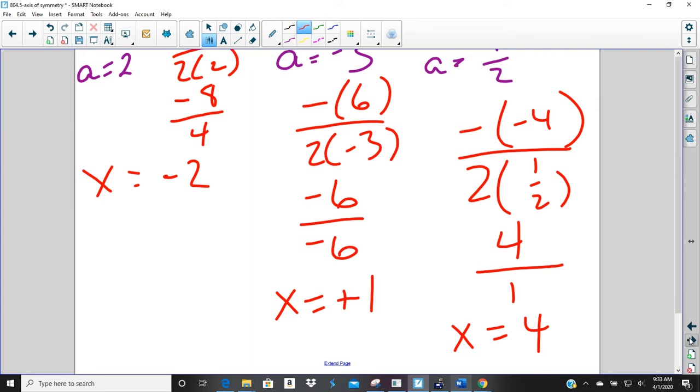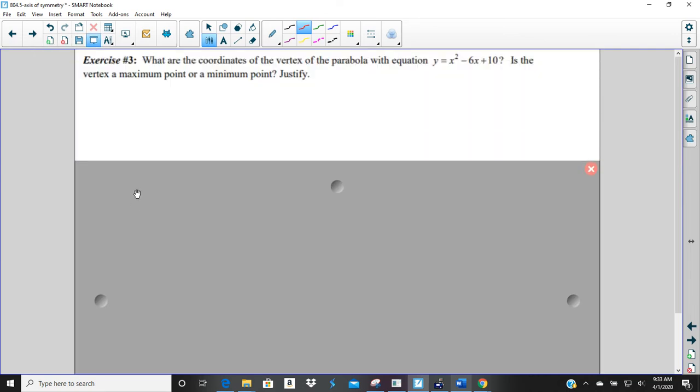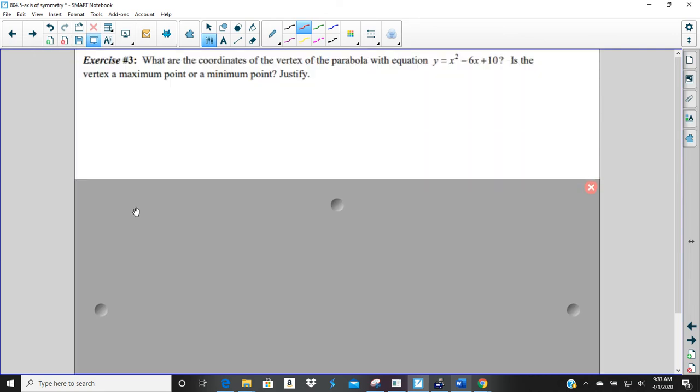I'm going to move on to the next question. So now I'm being given an equation, and they're asking me more questions. They're asking us also for the coordinates of the vertex. So how would I do that? If I need to do it algebraically, I have to use the axis of symmetry formula. I'm going to plug it in to the equation.